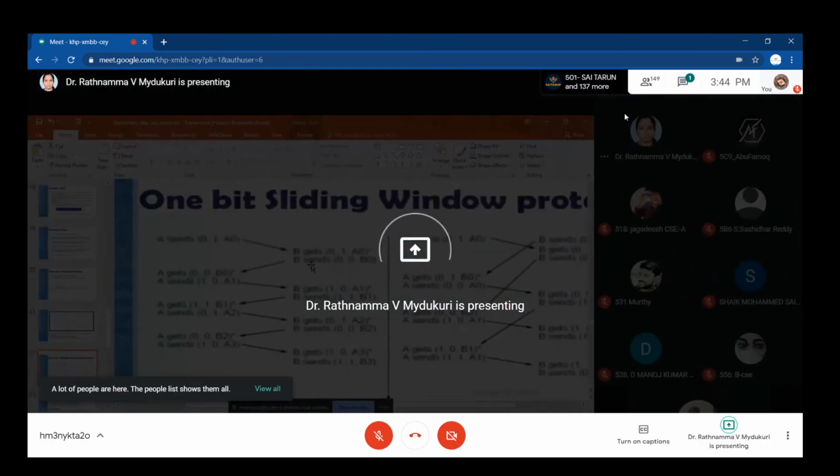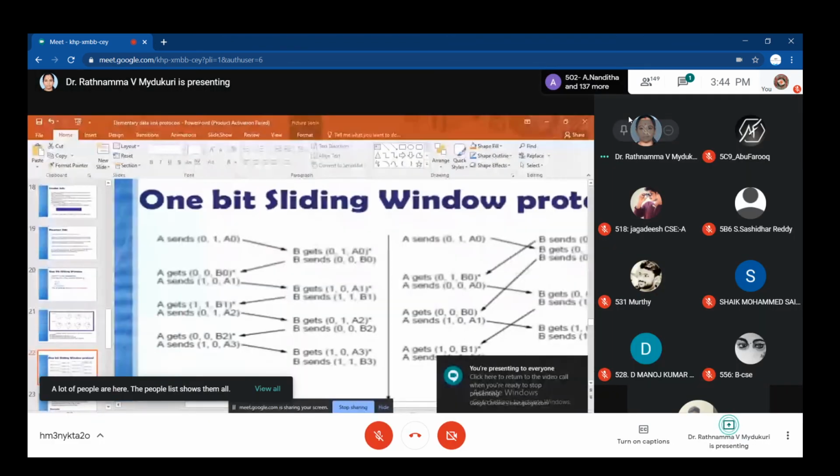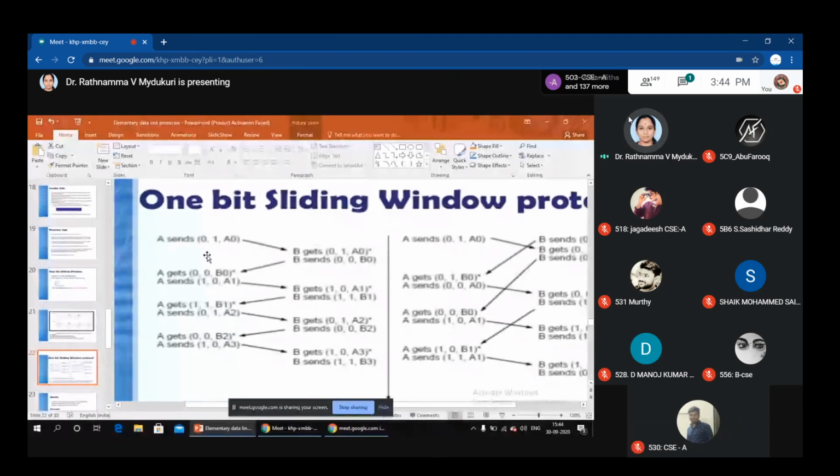Right. So see here, let us assume we have two nodes A and B. For example, if A is sending data, this is the 0th packet, and A0 means A is sending the 0th packet. And what is this one? This is the acknowledgement of any previous data packet, let us assume. Because of the concept of piggybacking, we are not sending acknowledgement separately. We are sending acknowledgement with the next outgoing packet.